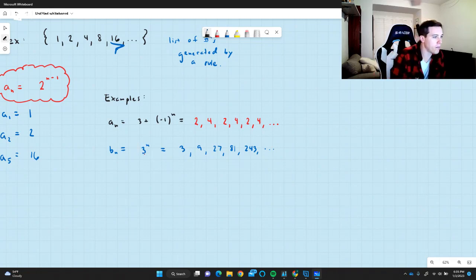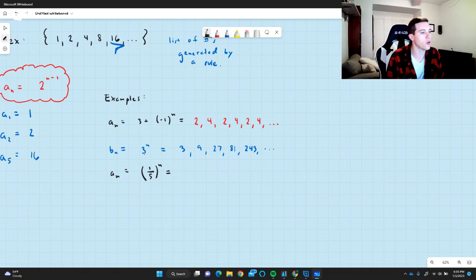One more. Something like this. This is another geometric sequence, for reasons we'll talk about later. 1/5 to the n. So we plug in 1, we get 1/5. We plug in 2, we get 1/25. We plug in 3, we get 1 over 125. On and on and on.